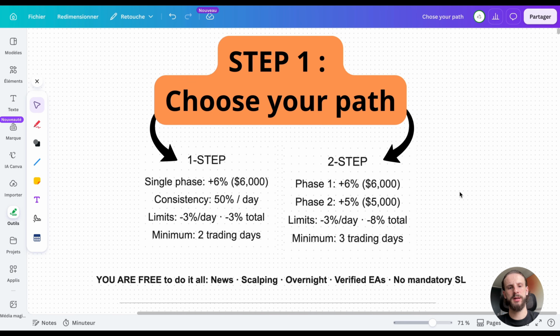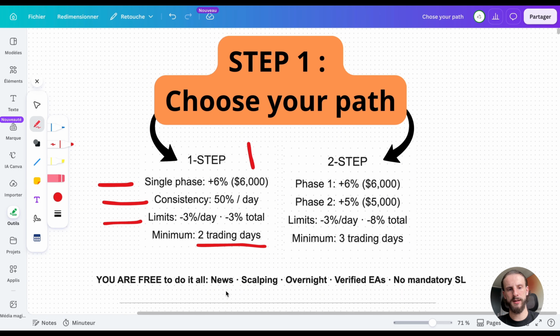So let's talk about the two paths you can take to get funded. As you can see on the screen, you have two options, the one step and the two step. Let me walk you through both. On the left, the one step, this one is simple. There is a single phase with a 6% target. That means, for instance, $6,000 on a 100K account. You just need to respect a 50% trade consistency rule that I will explain in a few minutes, so stay with me. Stay within a 3% max drawdown and trade a minimum of 2 days. Okay, that's for the one step.